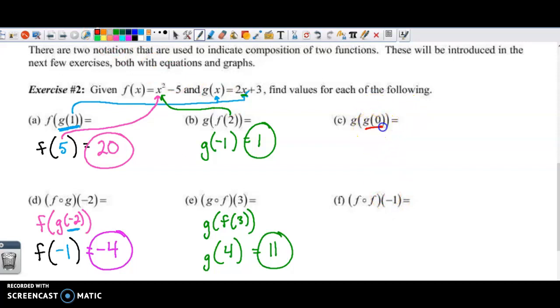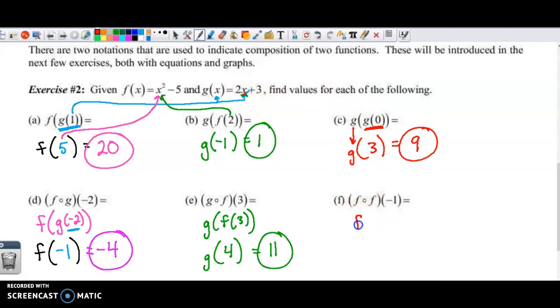You can actually do a composition of something itself. G of 0. And you might actually like these, because if you accidentally do it backwards, you're going to get the right answer anyway, because you go to the g function first and plug in 0. Well, 2 times 0 is 0, plus 3 is 3. And then g of 3, because this g stays there. 2 times 3 is 6, plus 3 will give you 9.